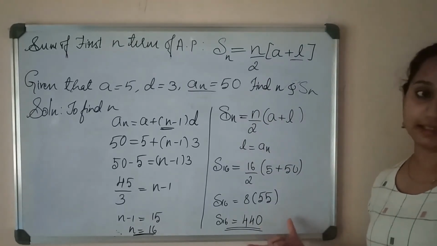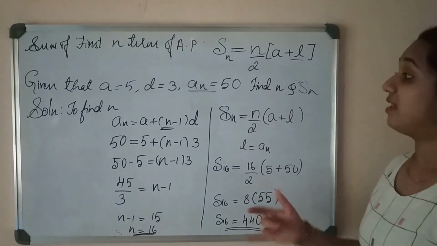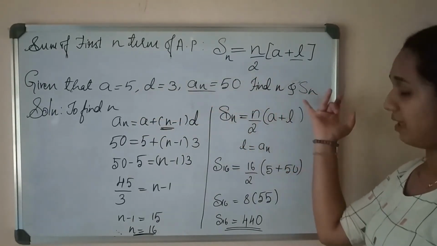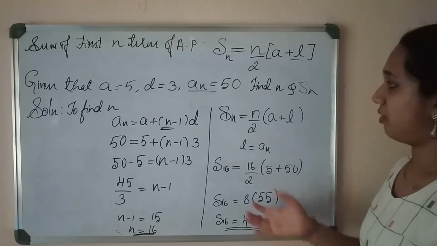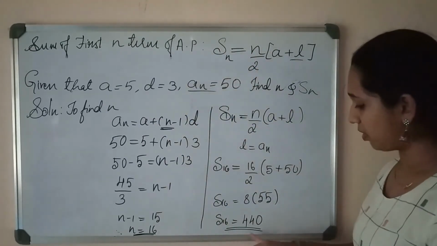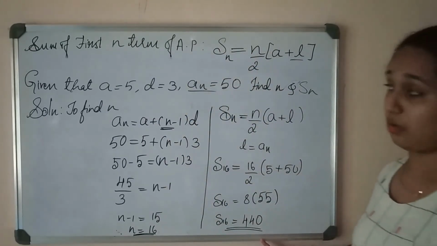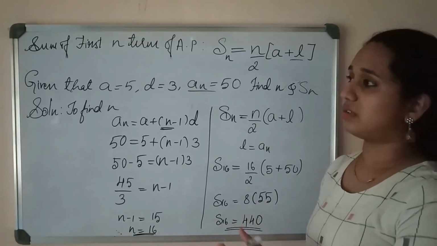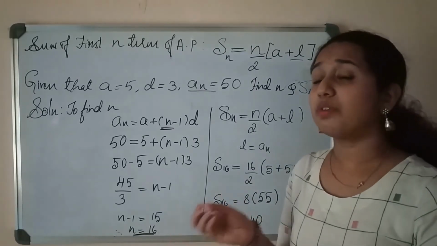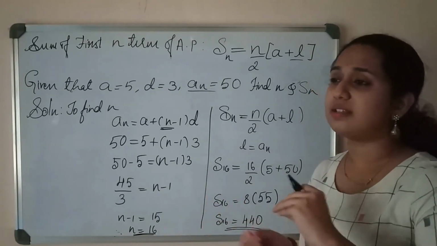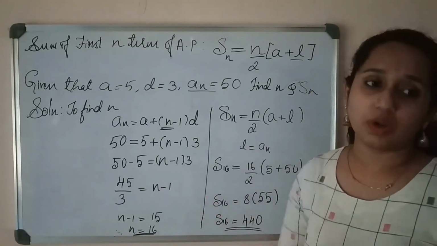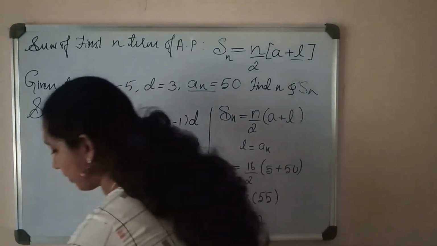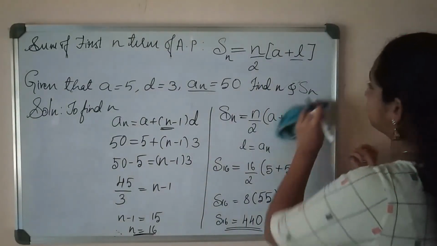So this is another category of the problem where they'll give you the data of a, d and an. You have to find n and Sn. Once you solve the problem, you'll get the solution as 440. I hope you guys understood this. In the next problem, we're going to move to the next category wherein we're going to find a formula, a simple form for positive integers, using the sum of first n terms. So we'll see that.